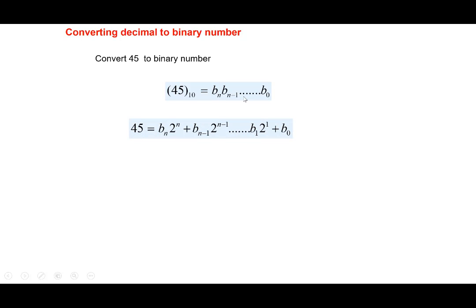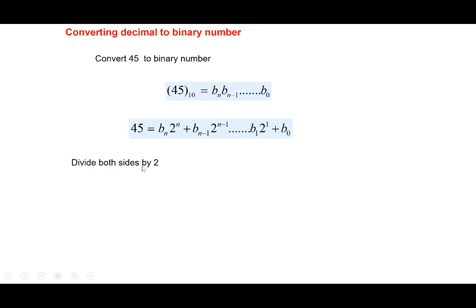So if this is the binary number, we can convert it into a decimal number using this transformation: B0 plus B1 times 2 to the power 1, and so on and so forth, up to Bn times 2 to the power n. So this is equal to 45. And we have to find out these values, B0, B1, and so on. Each one of them can be either 0 or 1.